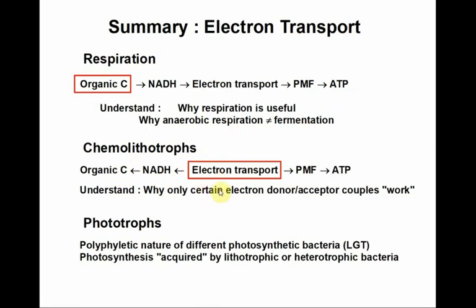And the thing that's tricky here is to understand why certain donor-acceptor pairs work and some others don't. What we saw with the question, ammonium as the electron donor and sulfate as the electron acceptor, will not work. Chemically, you can't get energy from that. And finally, for the phototrophs, lateral gene transfer and how the acquisition of photosynthesis helps green and purple photosynthetic bacteria become a little bit more efficient.